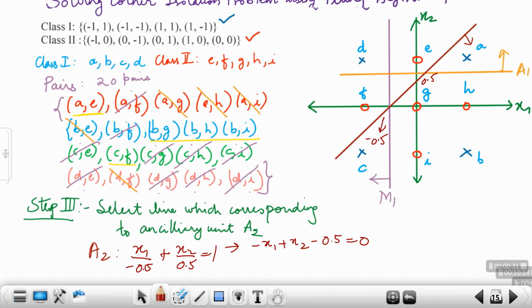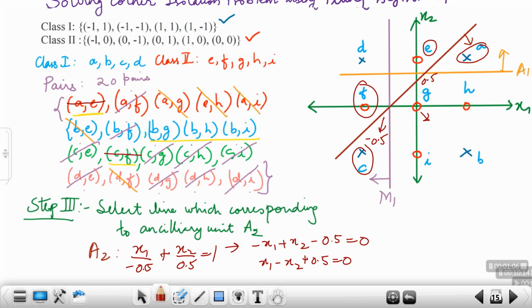Now the 0, 0 point is lying in the positive direction of this line. That is the reason we have to change the sign of this equation, and it will become x1 minus x2 plus 0.5 is equal to 0. So with this particular line which we have taken, we have seen that E and A will get separated here and C and F will get separated here. So I can strike this off.